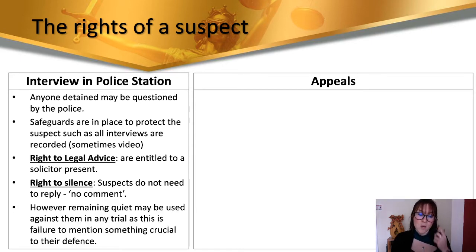However, remaining quiet may be used against you in any trial, as this is failure to mention something crucial to their defence, because don't forget that the wording is something which you may rely on in court. Staying quiet and saying no comment doesn't necessarily help you, because if there is something that they need to know and they're going to find out, owning up to it early on is important, because actually then your no comment can be used against you as well.